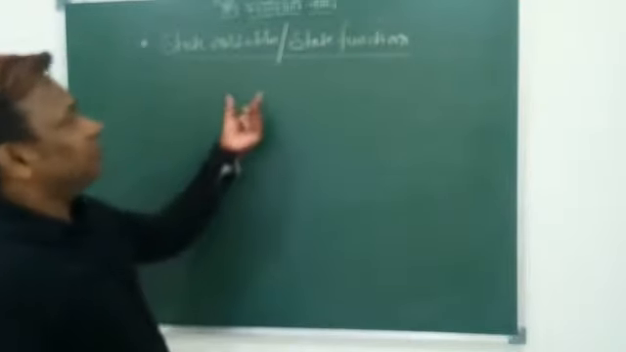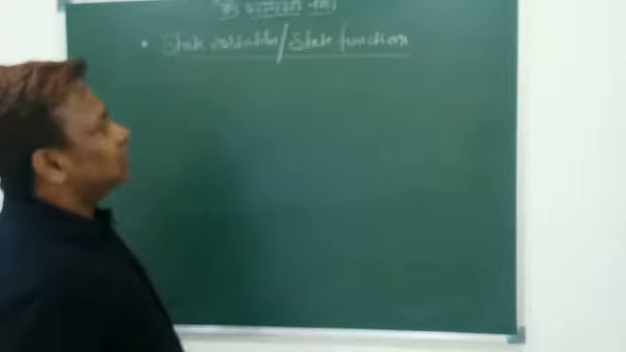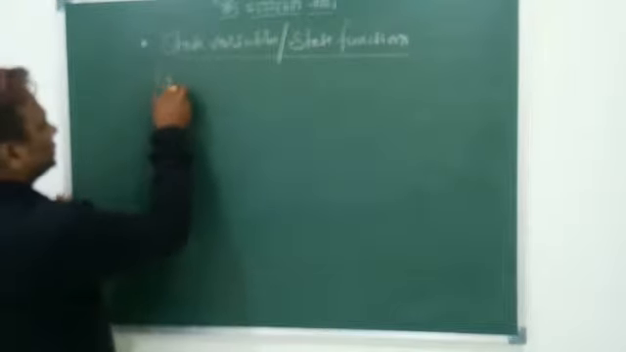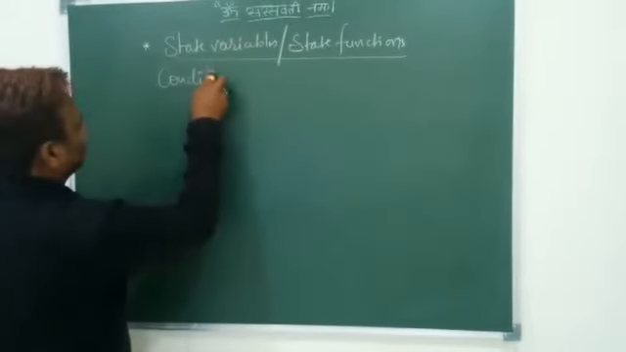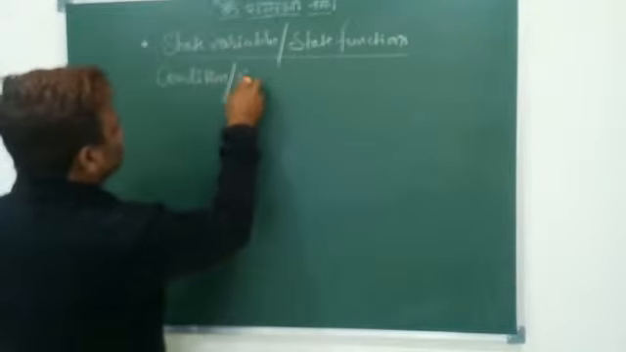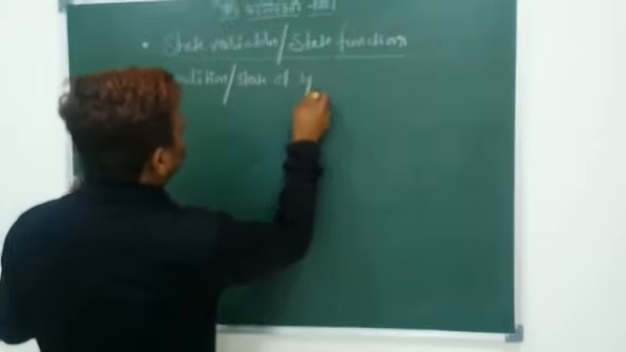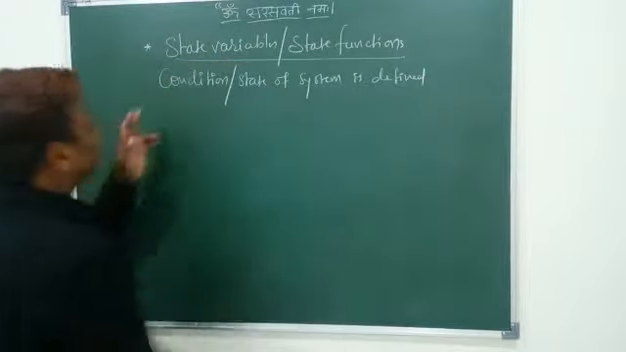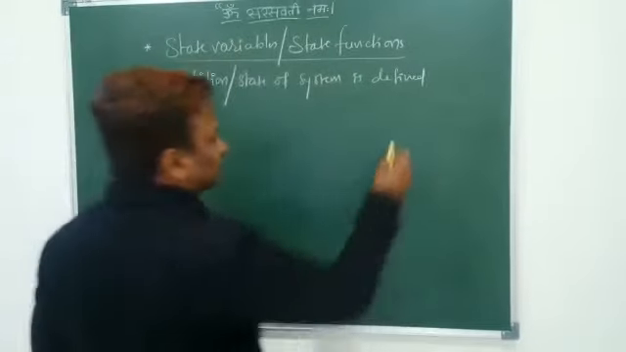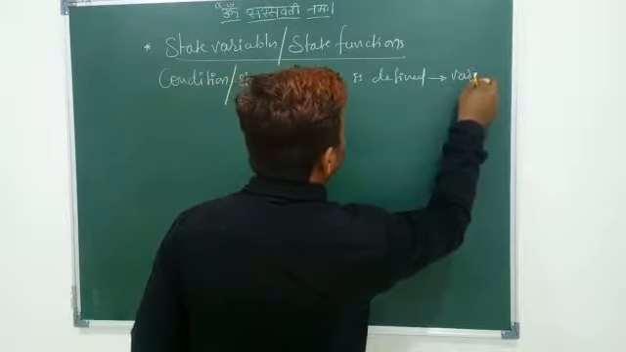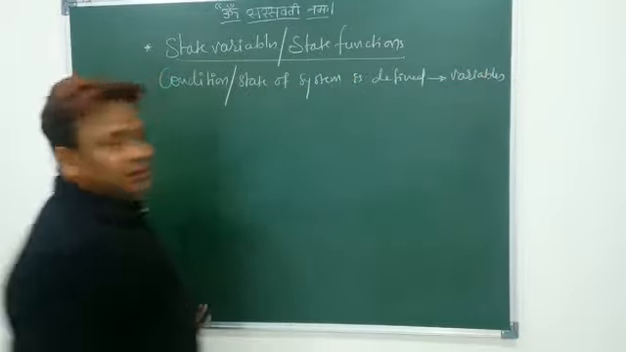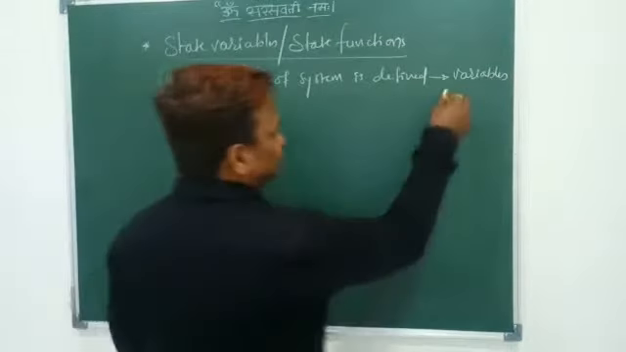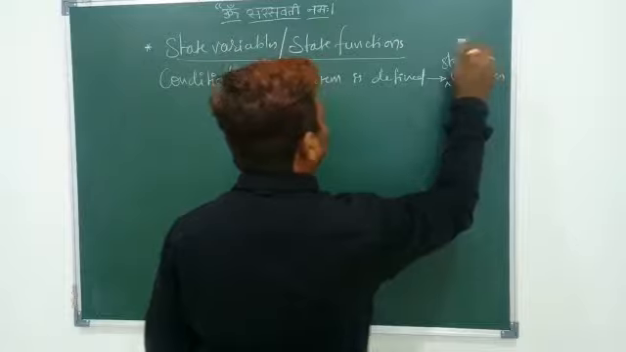I am going to discuss variables and functions. So listen here, what is a state variable or state function? Actually, a state variable or state function means a condition of the system, or we can say the state of the system is defined. If the condition or state of the system is defined, then it will be called a variable. So I can say it will be called a state variable or state function.